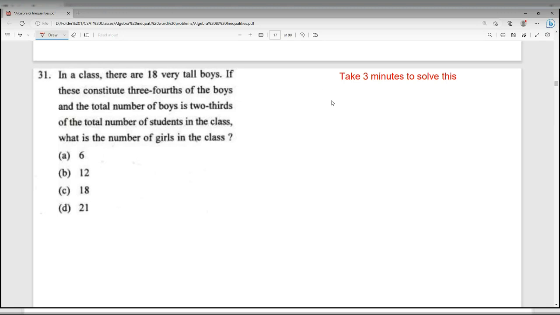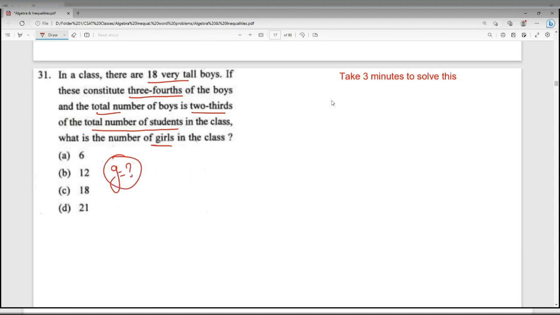They're saying in a class there are 18 very tall boys. If these 18 people constitute 3/4 of the boys, and the total number of boys is 2/3 of the total number of the students in the class, what is the number of girls in the class? So we need to find out the girls here.